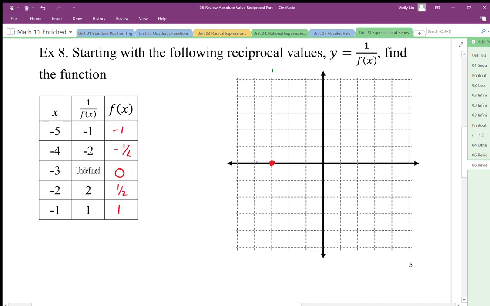So at -5, we're at -1, at -4, -1/2, at -3, 1/2, and at -1 is 1. We can see that's a linear function that's going through that 0 there. And again, the key is, since the 0 gives us undefined, the reverse is also true. So we're going to find the 0 first.